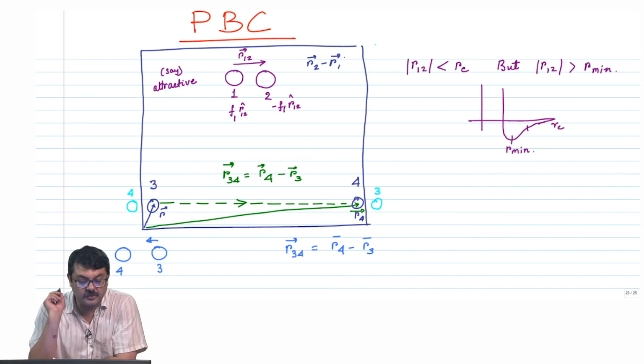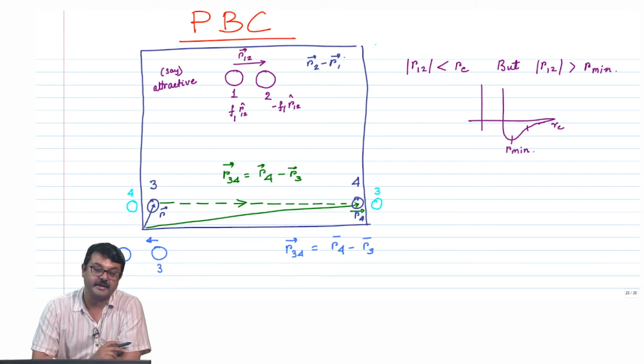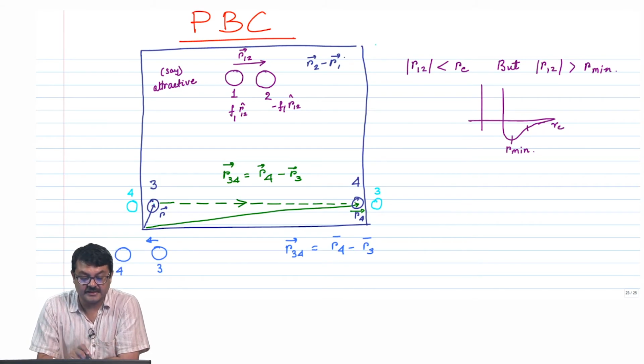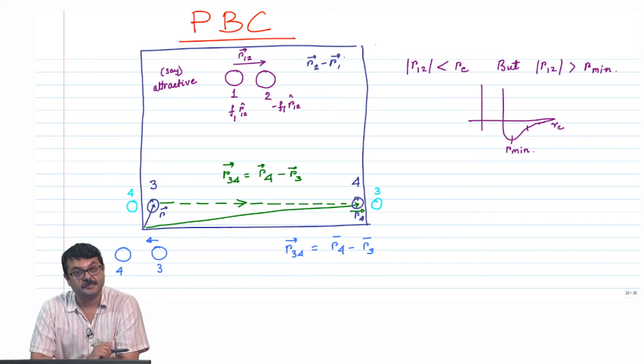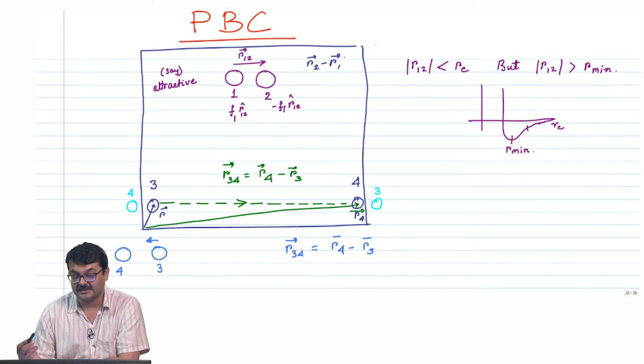Now, suppose this is your particle number 1 and this is particle number 2, and they are interacting by Lennard-Jones interactions, and this is the R12 vector going from particle number 1 to 2, and suppose the magnitude of R12 is such that R12 is less than RC. So, that there is an interaction, the interaction is not 0, but R12 is greater than R min. So, it is an attractive interaction, it is an attractive force. So, this is your schematic Lennard-Jones potential diagram. So, it says that R12 is somewhere here, greater than R min and less than R c.